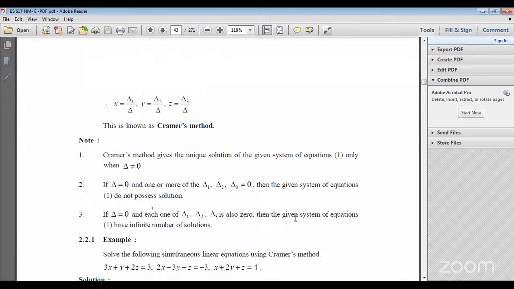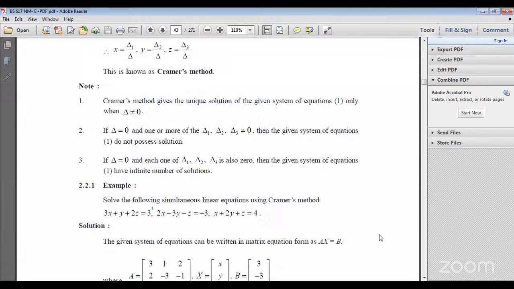By Cramer's method, the system of equations has a unique solution if delta is not equal to 0. If delta is equal to 0 and any of delta 1, delta 2, delta 3 is not equal to 0, the given system of equations does not possess a solution. If delta is equal to 0 and delta 1, delta 2, delta 3 are also 0, the given system of equations has an infinite number of solutions. Tomorrow we will discuss problems on Cramer's rule.